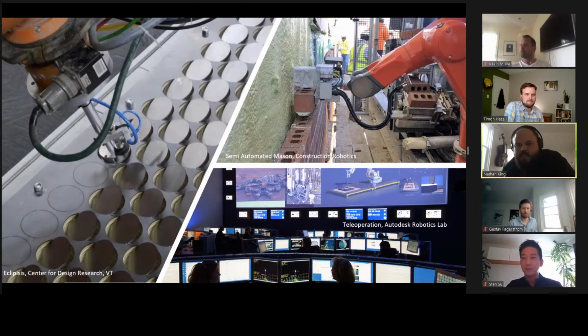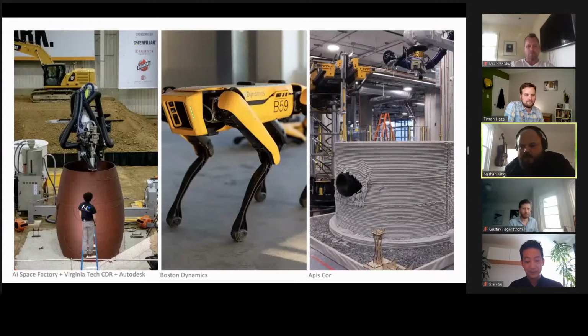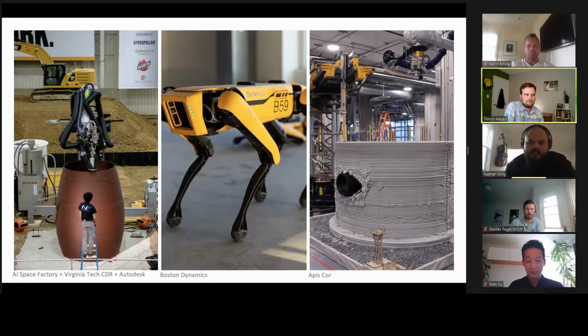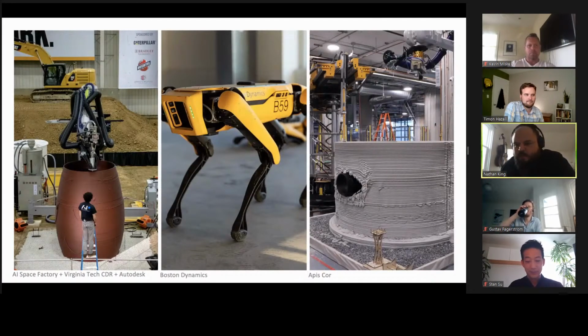We see productivity improvements or enhancements. This is a project from Construction Robotics in the top right, their semi-automated mason platform, which is actually a robot that shows up on site and works in collaboration with masons. And in the bottom right, some teleoperation research happening in the Autodesk Robotics Lab, thinking through how to build in crazy spaces, like space, but also how to separate the user from the hazard to increase safety.